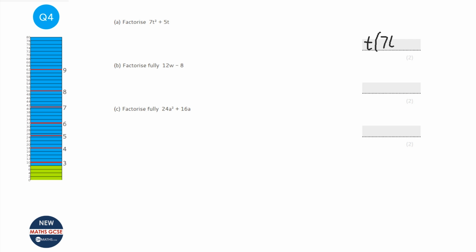Well, it's going to be 7t. And what do I times t by to get to 5t? Well, it's just going to be 5. You can check your answer by expanding the bracket, check it makes 7t squared plus 5t, which it does.